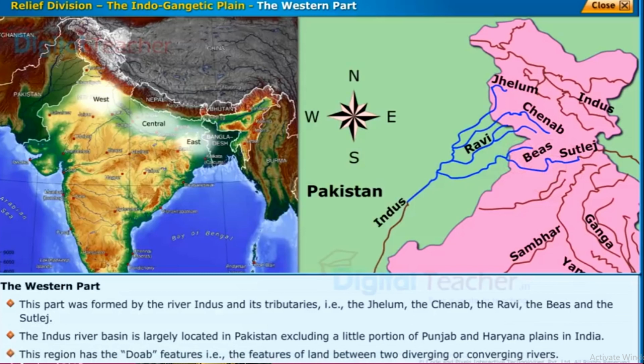First one, the western part. The western part was formed by the river Indus and its tributaries, the Jhelum, Chenab, Ravi, Beas, and Sutlej, flowing from the Himalayas. Most of the Indus basin is located in Pakistan, leaving a minor portion in the states of Punjab and Haryana. In this region, doab features dominate between the two rivers.